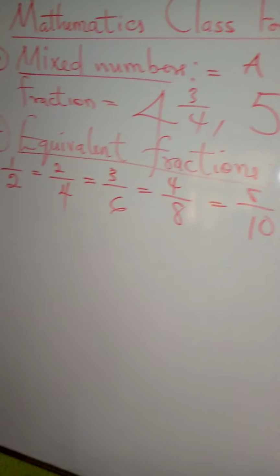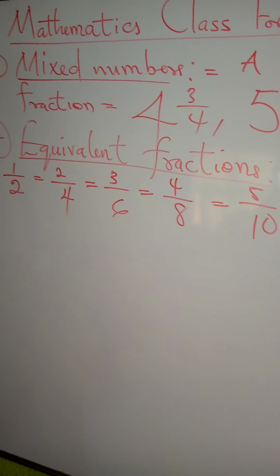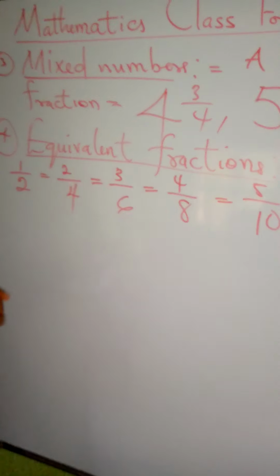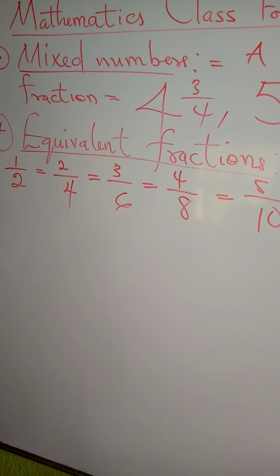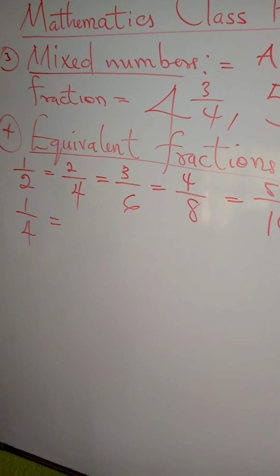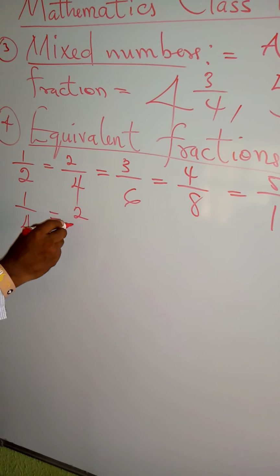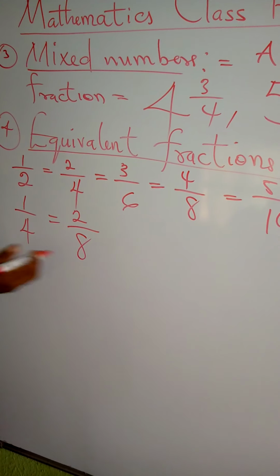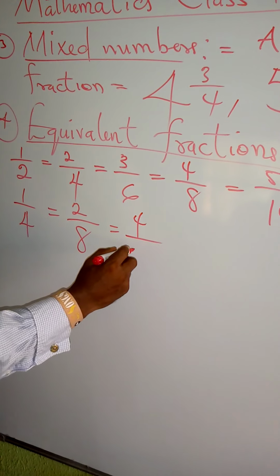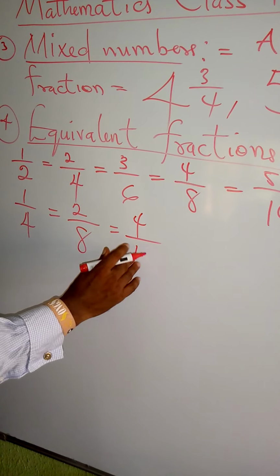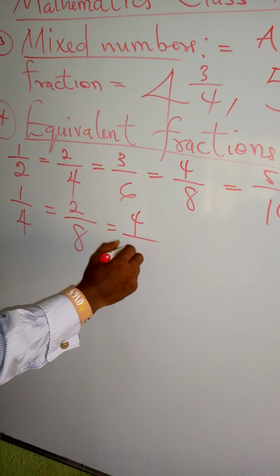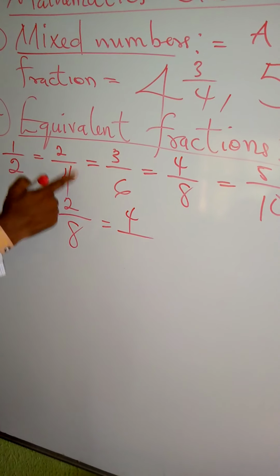When you are building equivalent fractions, one thing you need to note, the first fraction is used to build up other equivalent fractions. Another example, if I have 1 over 4, I want to build further ones. The next one I'm going to have will give me 2 over 8.